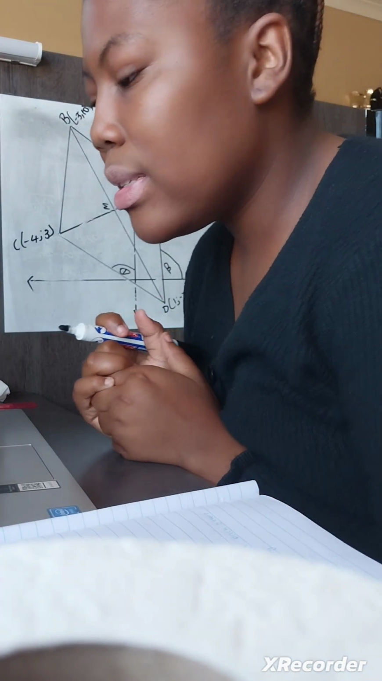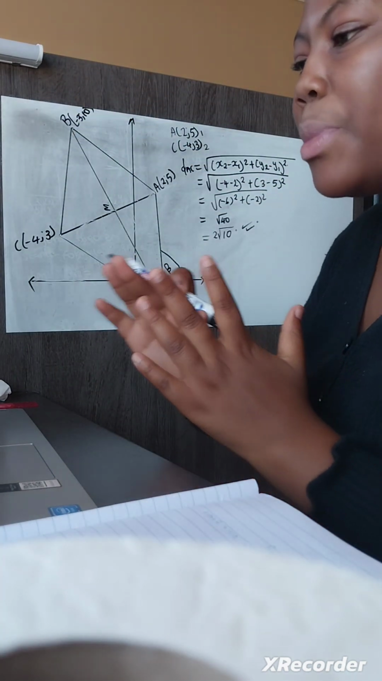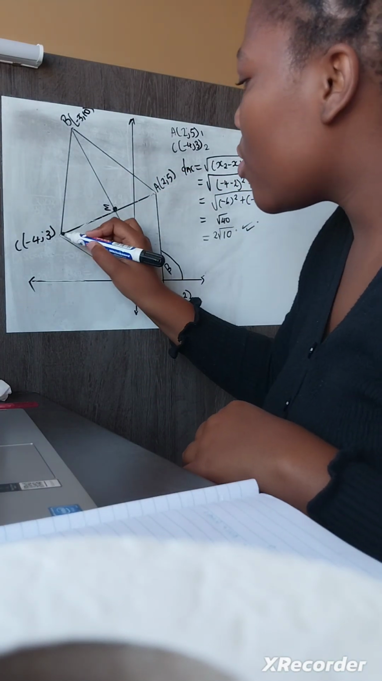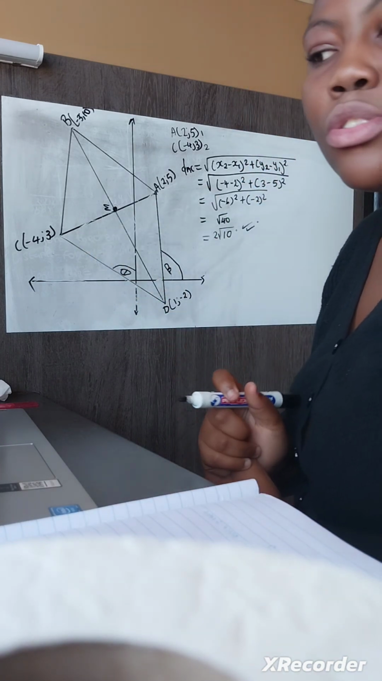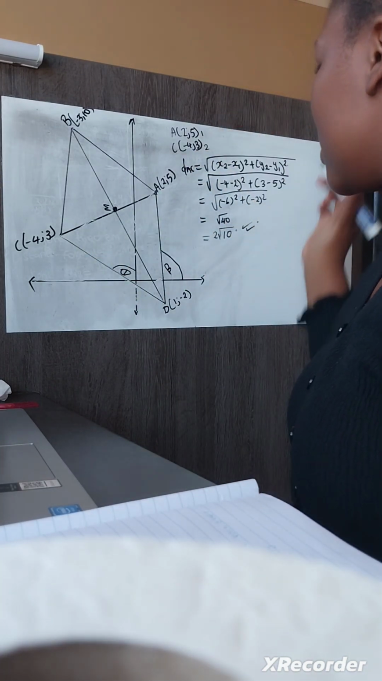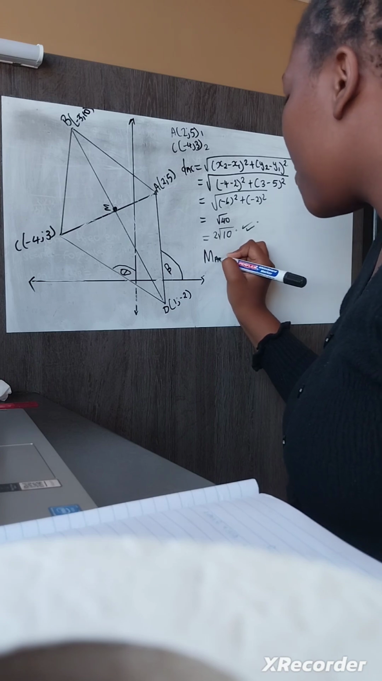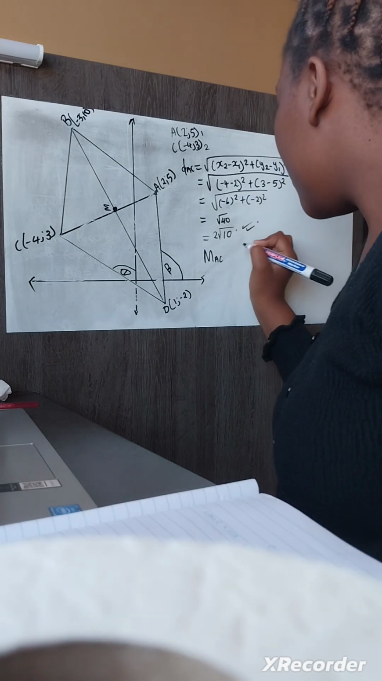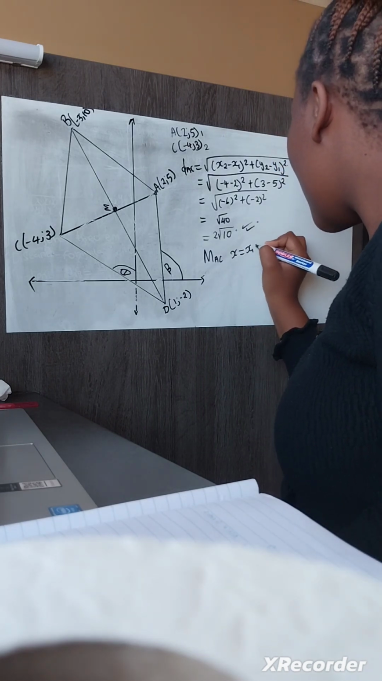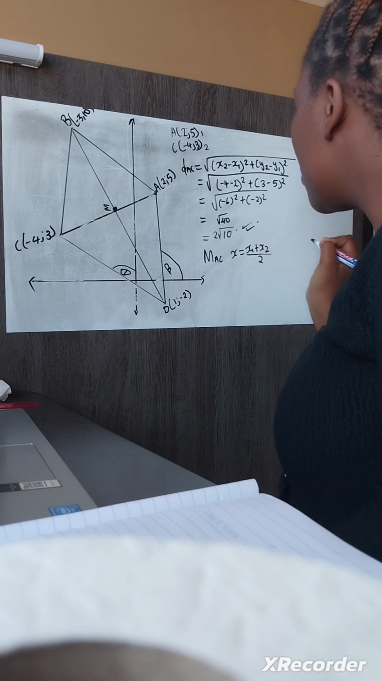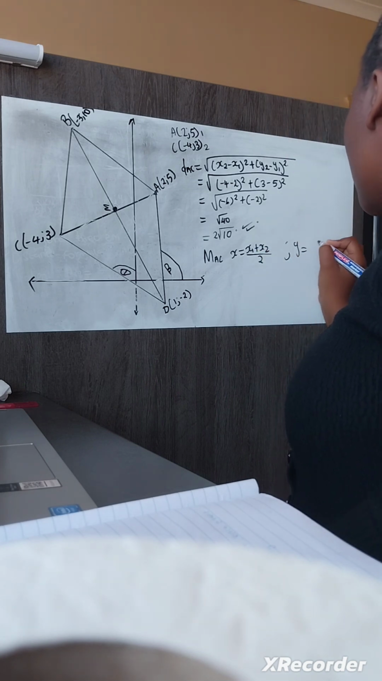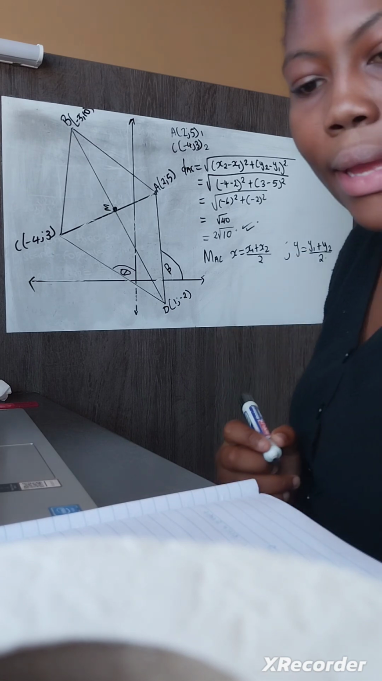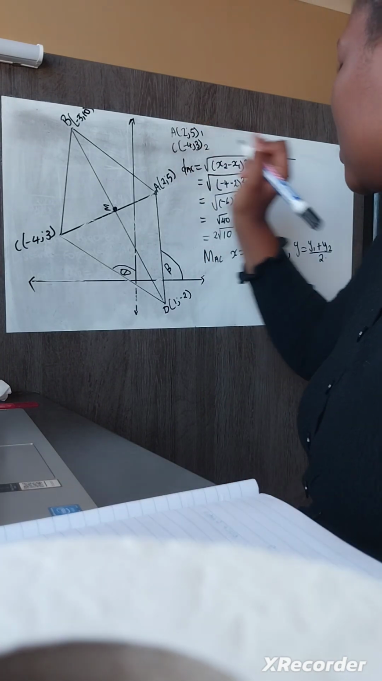Then the next question says determine the coordinates of M, the midpoint of AC. They are directing you. We are still going to use the very same coordinates. So I'll have the coordinates of M of AC. X is equal to x1 plus x2 all over 2, and y is equal to y1 plus y2 all over 2. Am I right? Then substituting these values.